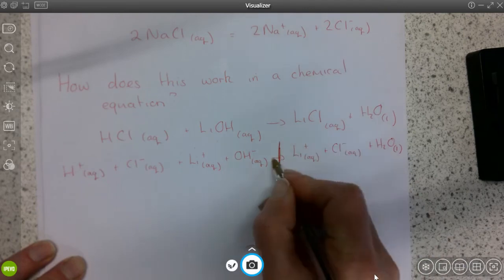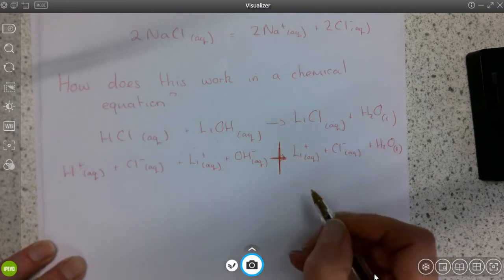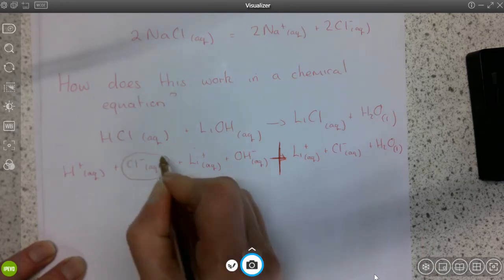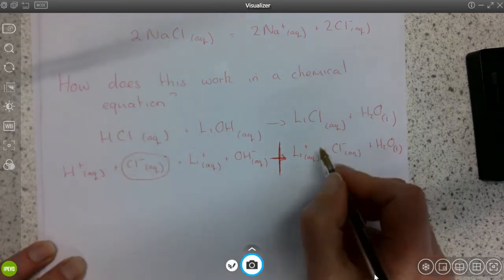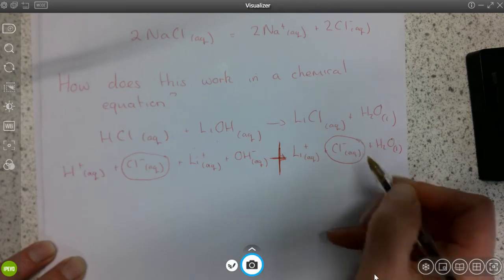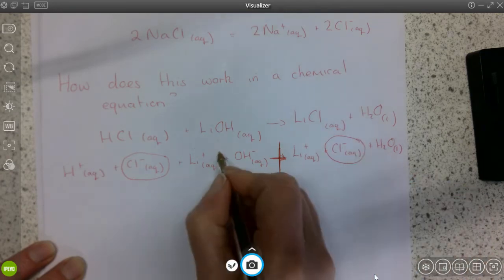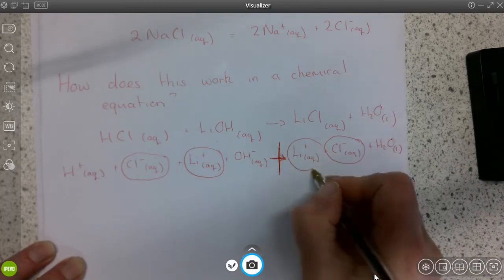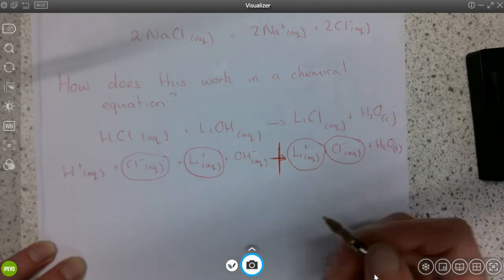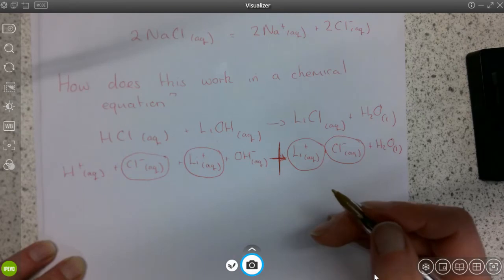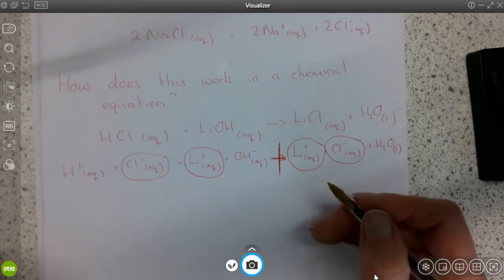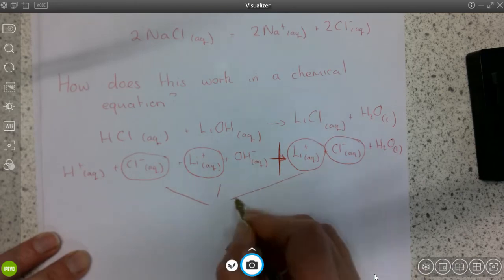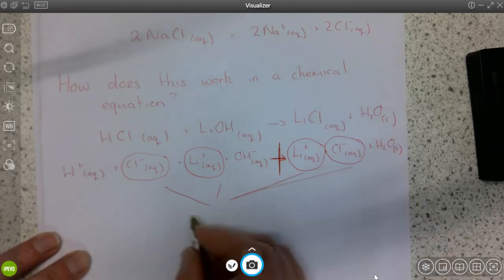If we look to the left of the arrow and to the right of the arrow, we'll notice that some species are the same on both. I've got Cl- (aq) on that side, and the same thing on this side. I've also got Li+ (aq) on that side, and Li+ (aq) on that side. What that means is that in this reaction, those ions are not changing anything. Because they're just sat there, we call them spectator ions.